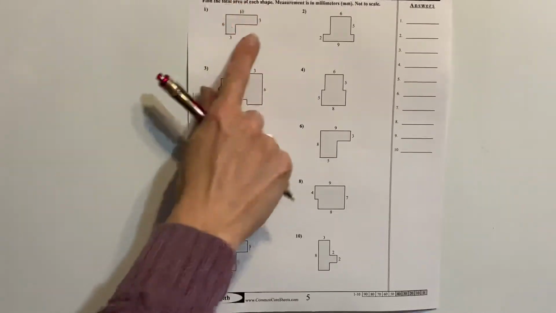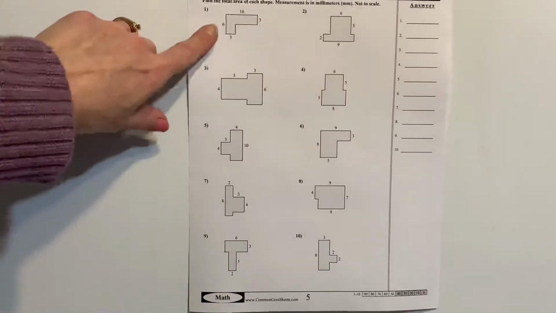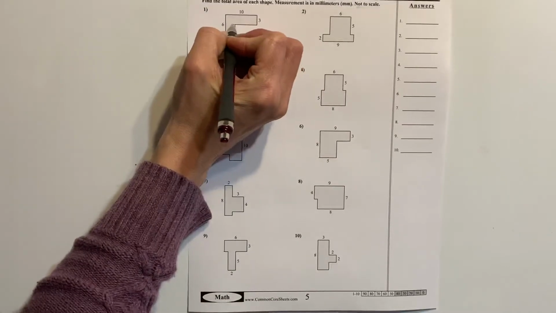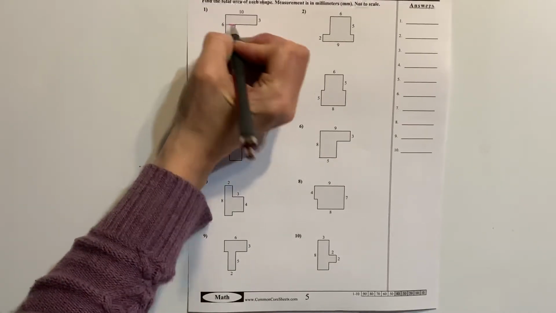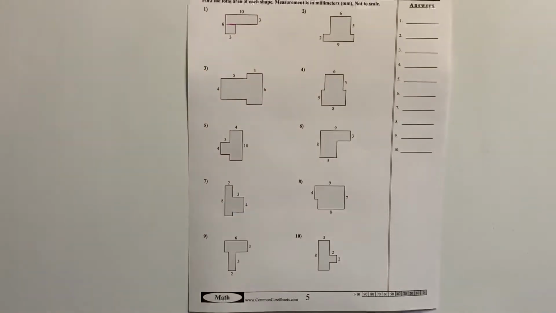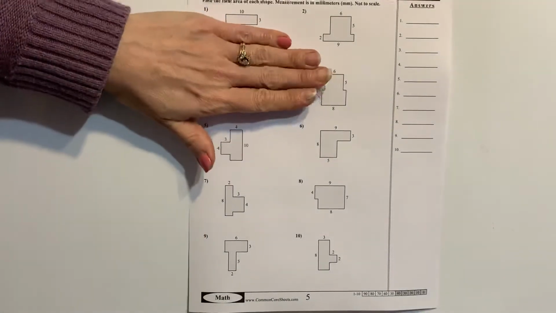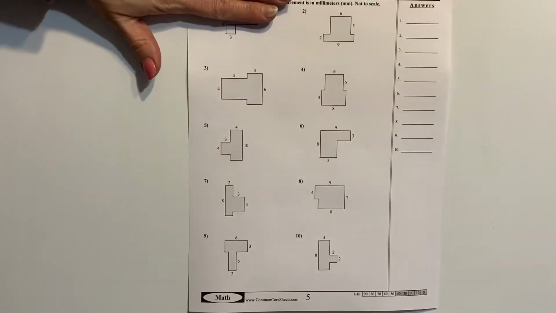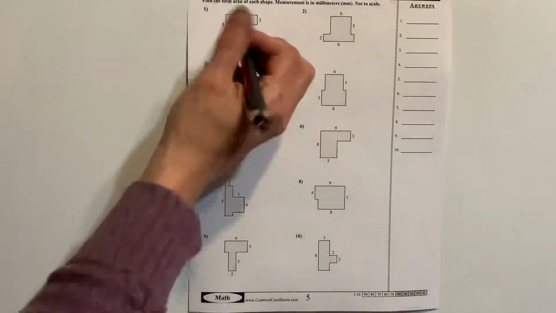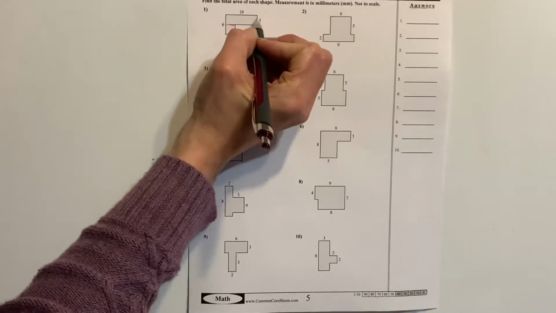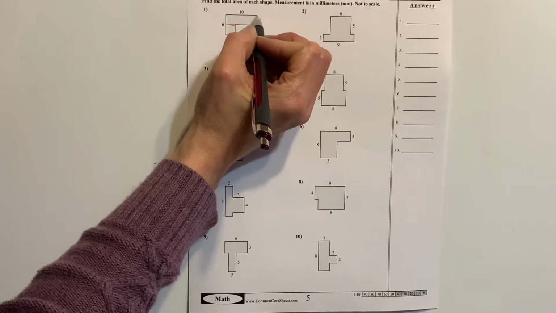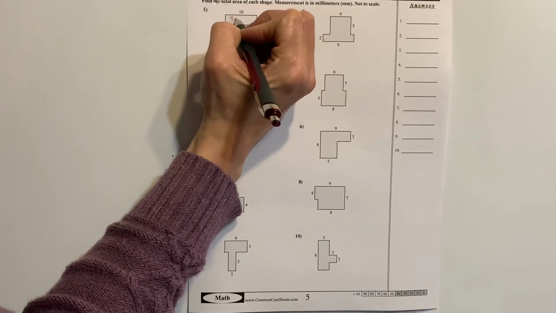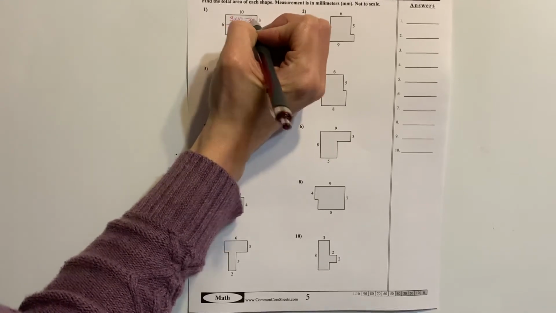So right here in number 1, I notice that there are two rectangles, and I can split that right here, and I can see two separate rectangles. I can put my hand here and see a rectangle at the top. I can put my hand here and see a rectangle at the bottom. So I've got a 10 by 3, so I know that I've got a length of 3 and a width of 10. So 3 times 10 gives me 30.